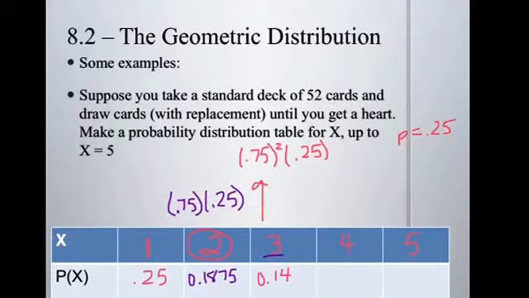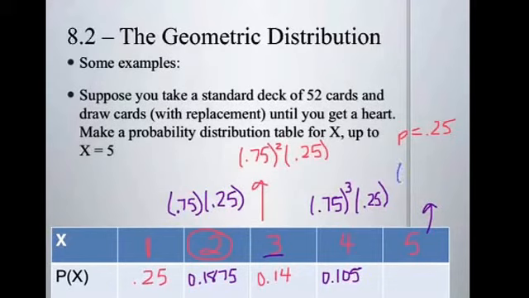Next one, 0.75, I didn't get a heart for the first 3 times, and then I finally got a heart. And that gives me a probability of 0.105. And lastly, I want the probability that the first 4 tries I didn't get hearts, and on the last one I finally did. And that gives me about 0.07 something.